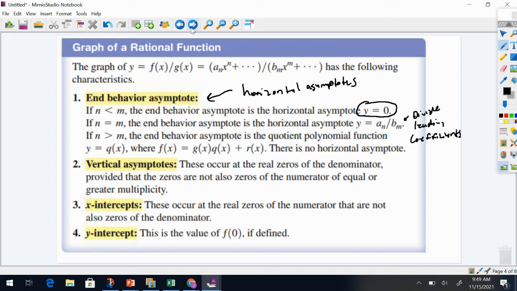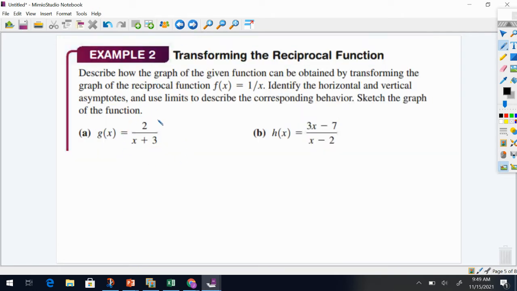So I want to look at a couple of these, and explain how they do these problems. If I look at this first problem, it says describe how the graph of the given function can be obtained. So they're talking about transformations. This problem right here, 2 over x minus 3, they are calling f of x the reciprocal function, which is 1 over x. Well, the way the book describes it can be a little bit confusing.